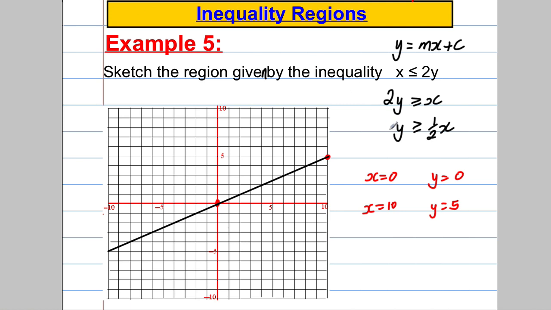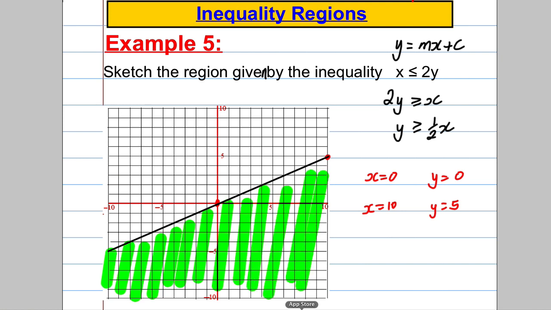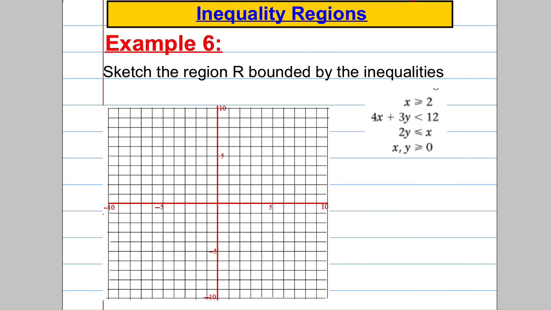Now, do we shade above or below? We want y bigger than or equal to, so we want above the line. So what we're going to do is shade below, the region we reject, like that. Next one, we're going to do 5 examples, and now we're going to start combining them.